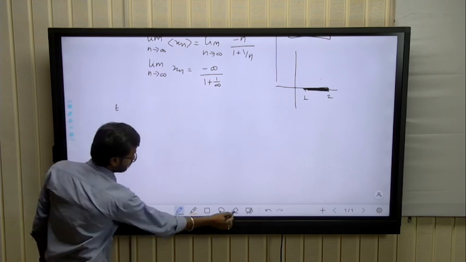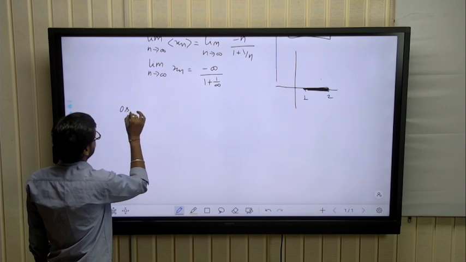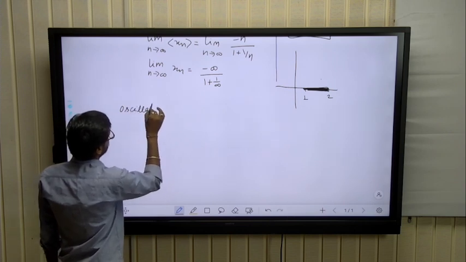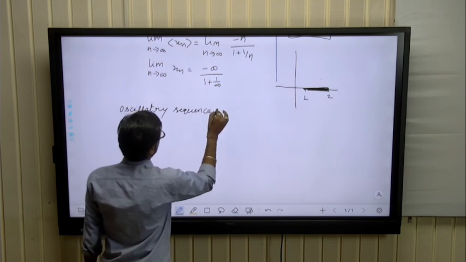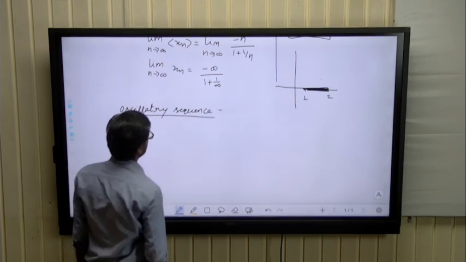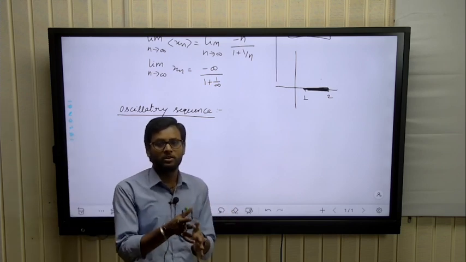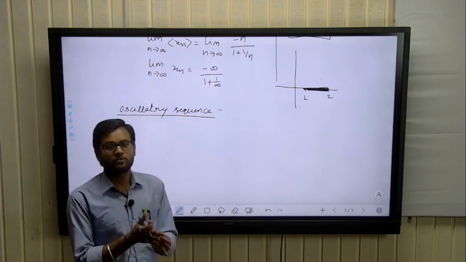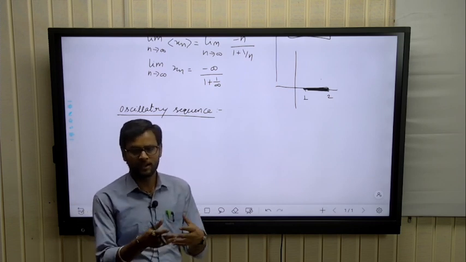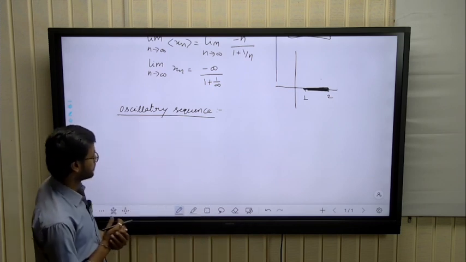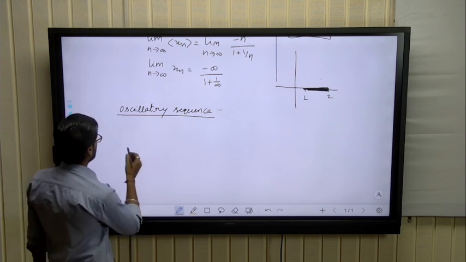So now our topic is the oscillatory sequence. If you want to write the definition of an oscillatory sequence, you write here that if the terms of a sequence oscillate between two numbers, then the sequence is called an oscillatory sequence. You can write it in a simple manner, in whichever way you want. Okay, so this is the oscillatory sequence. I give the example.